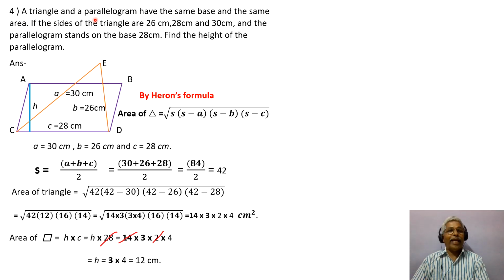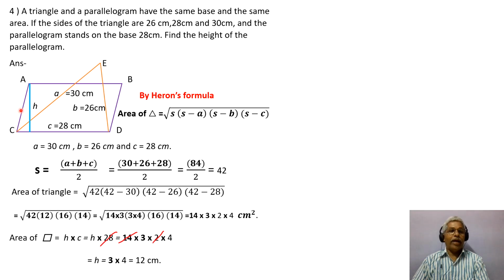So the triangle and the parallelogram have the same base. So see, the base is the same and that is 28 centimeters. So draw this figure like this. And the same area, the area is also the same. That's a very important point. And this is a triangle. So the dimensions of the triangle: this is 28, this is 30, and this is 26. So we have all 3 sides, so we can find the area of this.